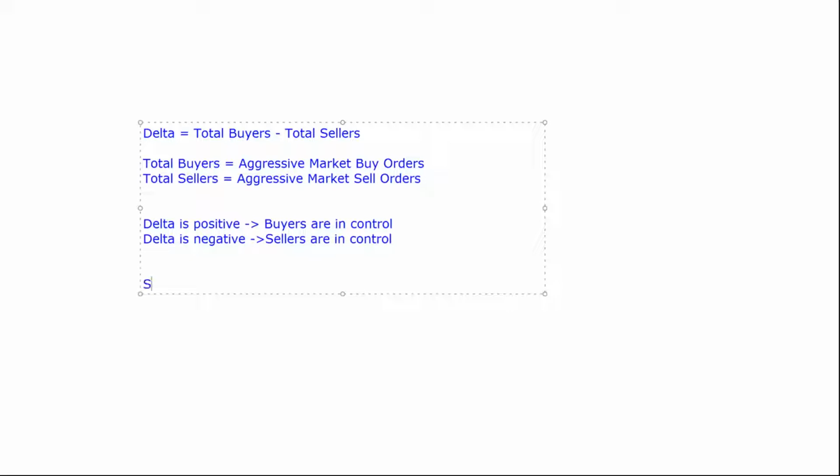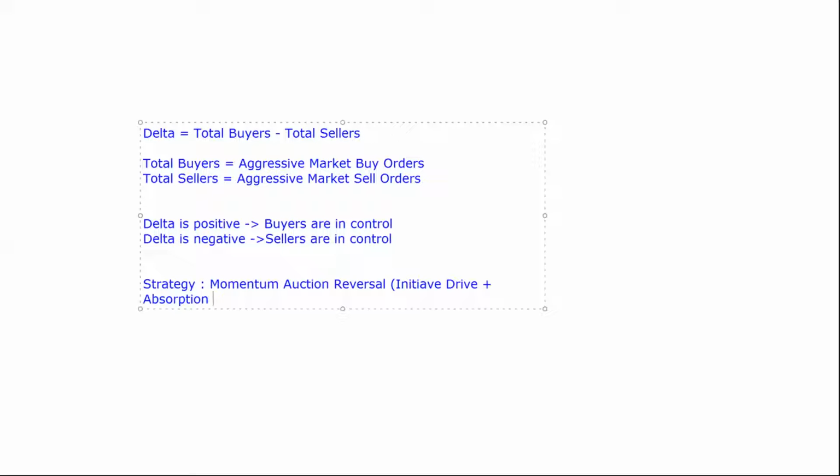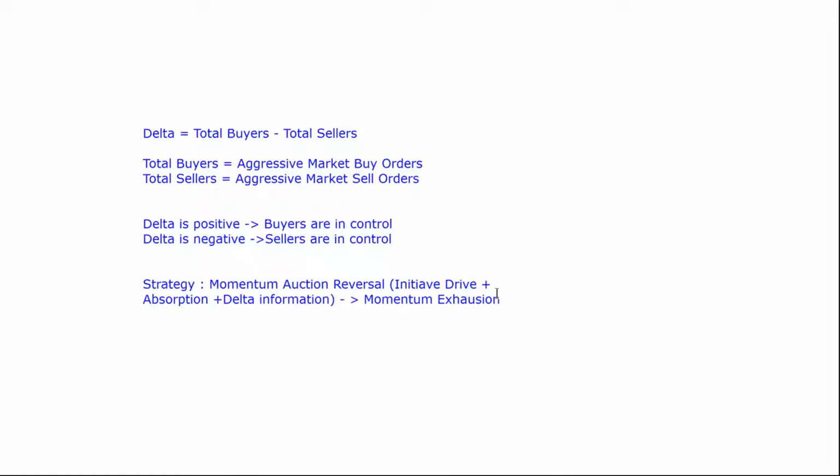The strategy is called momentum auction reversal, where it involves an initiative drive. It's a strategy which combines an initiative drive plus an absorption. An initiative drive will transform into absorption, and at times it also combines with trapped buyers and trapped sellers. So it's where we look into delta information to understand whether momentum exhaustion is happening or not. We'll be looking for momentum exhaustion signals over here.